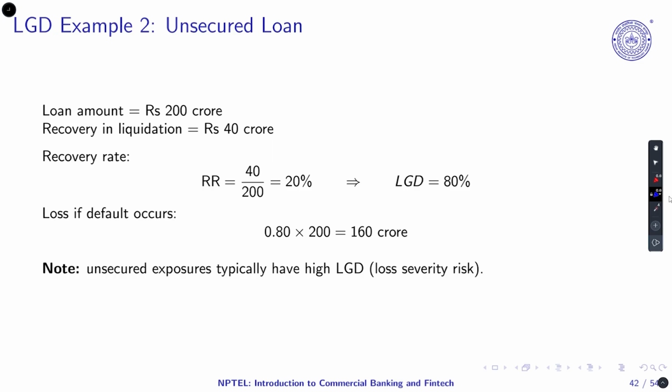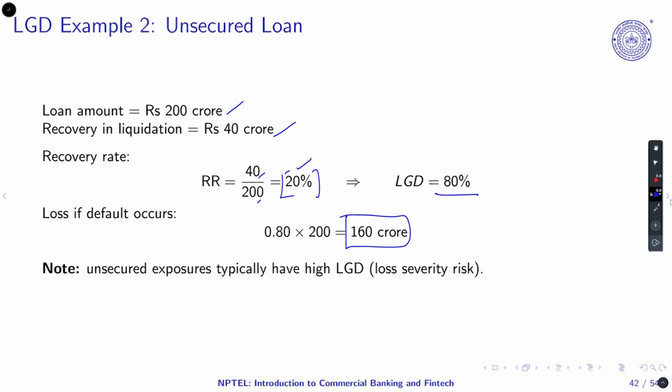LGD example 2 is the unsecured loan. Here the loan amount is 200 crore and recovery in liquidation is 40 crore. So the recovery rate is 40 upon 200, which is 20%, and loss given default is 80%. How much is the loss if default occurs? It is going to be 160 crore, because the recovery rate is just 20% and there is already an 80% loss. So if I calculate the loss, it will be 160 crore. This is what we implied.